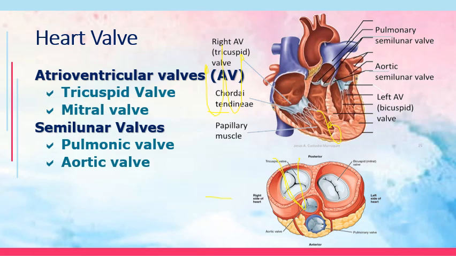Then this closure is maintained by your papillary muscle and your chordae tendineae. During ventricular systole, the muscles contract, which keeps the valve leaflets taut, approximated, and closed. Okay? This prevents backflow of the blood into the atria.